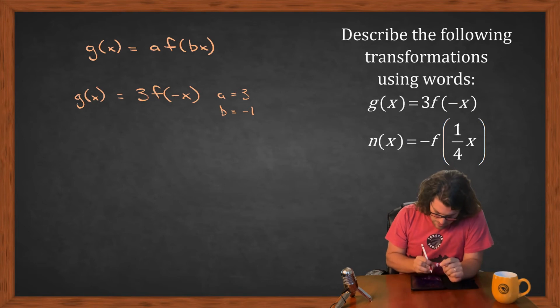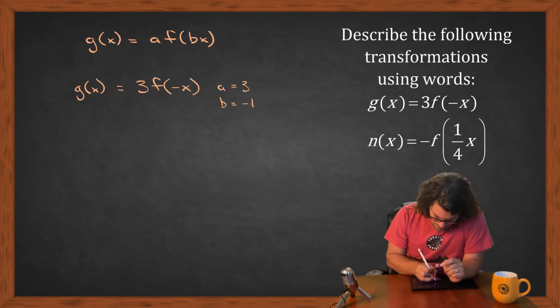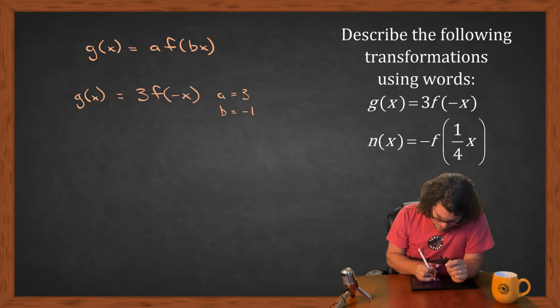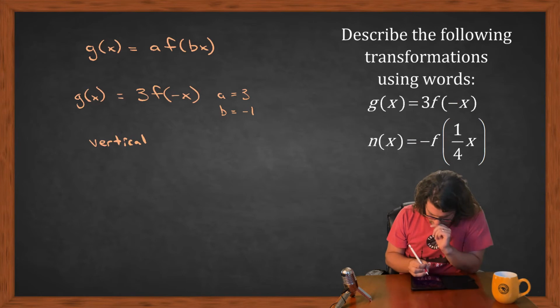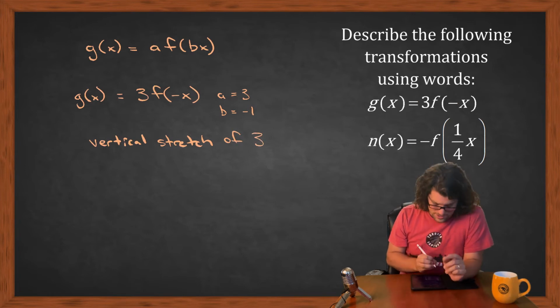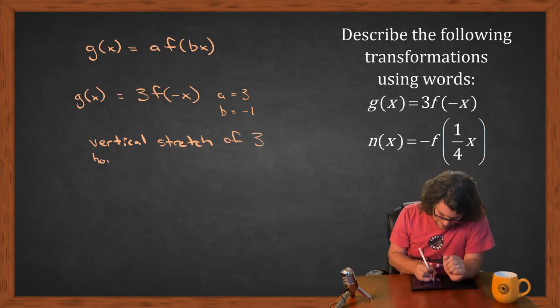All right, so what that means here is that we have a vertical stretch of 3, and we also have a horizontal reflection.